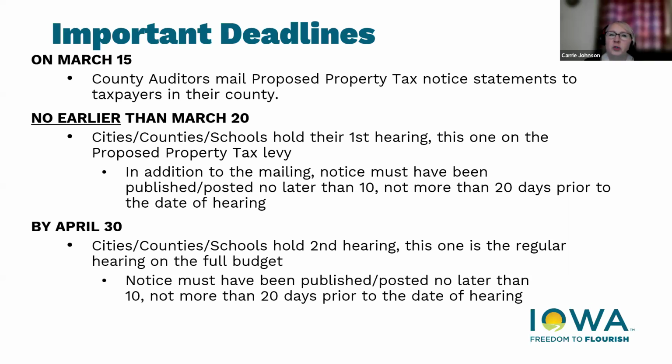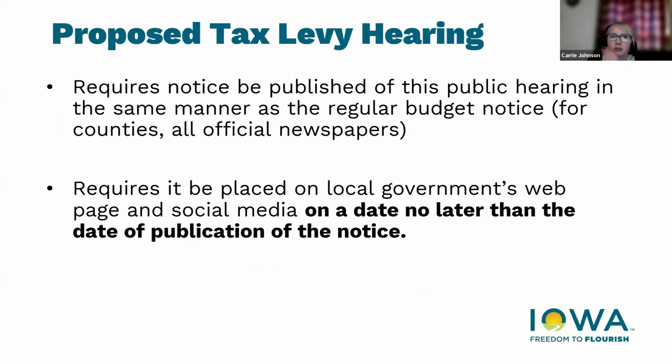No earlier than March 20th is when you hold that hearing on that notice that was sent out via mail and that was published. So this is where you tell people about your proposed property tax. By April 30th, you have to hold your second hearing on the full budget, giving that proper notice, and you adopt your budget. Your Board of Supervisors adopts that budget by resolution.